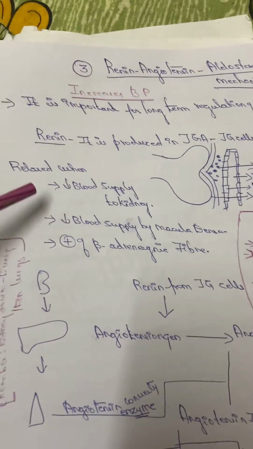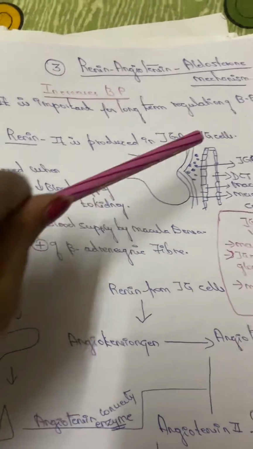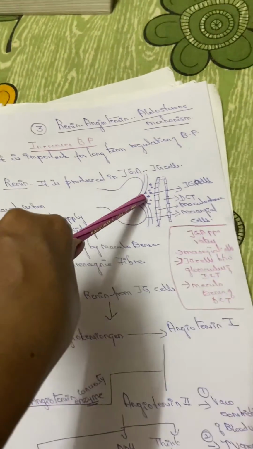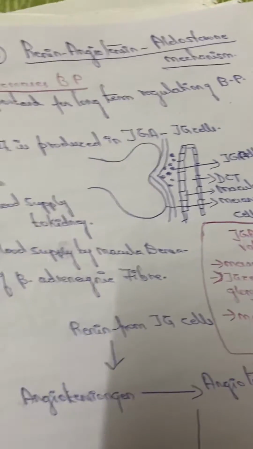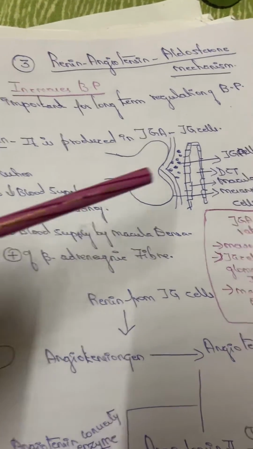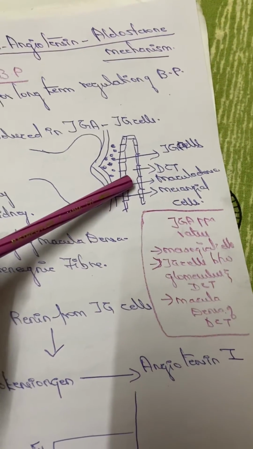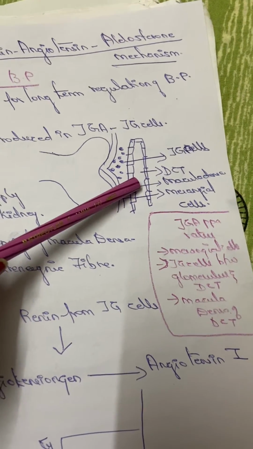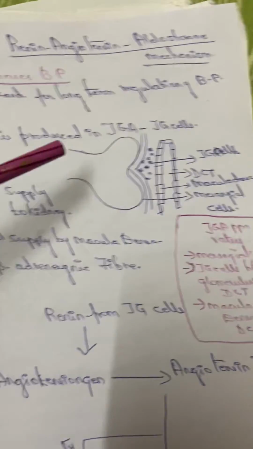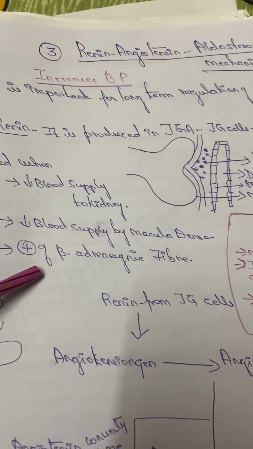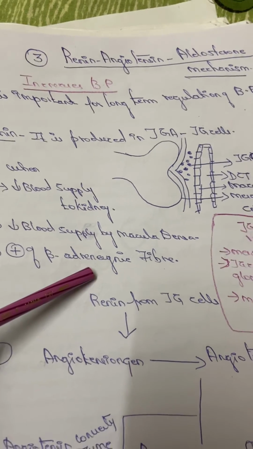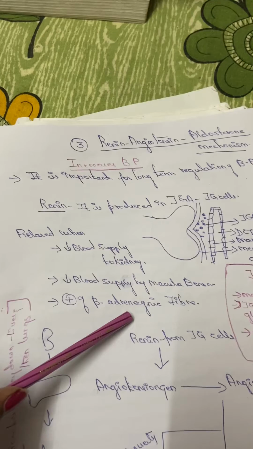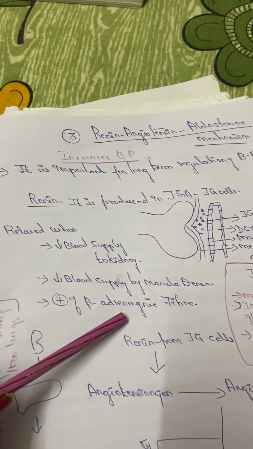So what is happening here: when there is decreased blood supply to the kidney, the renin will be secreted from the JG cells. Also, when there is decreased blood supply to the macula densa, which is present in the distal convoluted tubule, it acts as a baroreceptor and senses the decreased blood supply. And when there is stimulation of the beta adrenergic fibers, or when the patient is scared, at that time also we can see an increase in blood pressure.